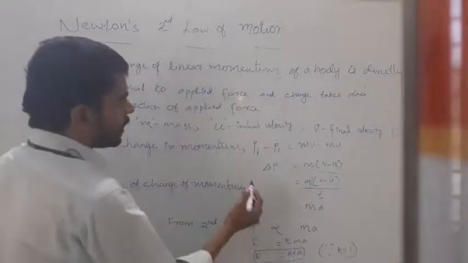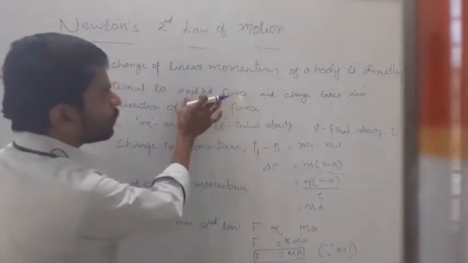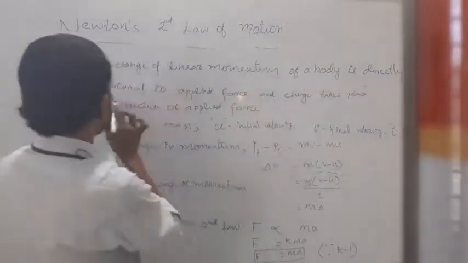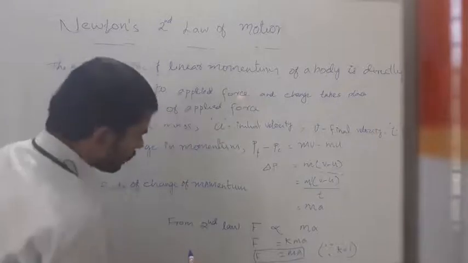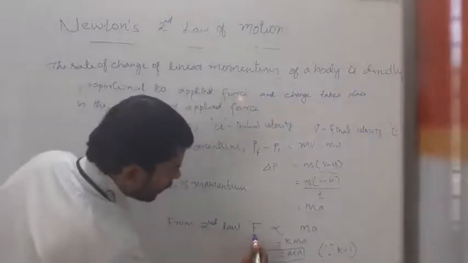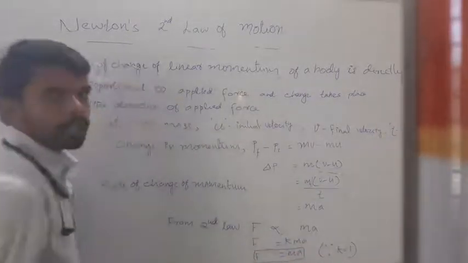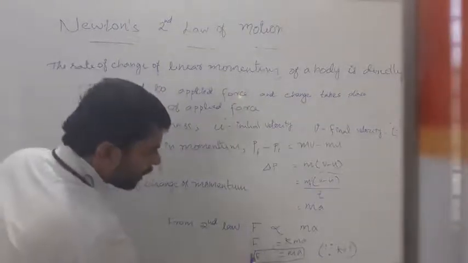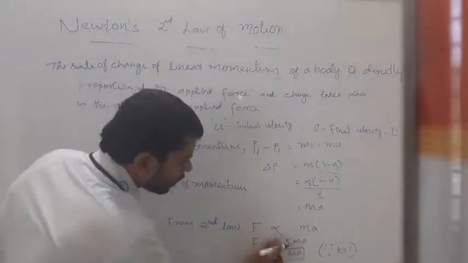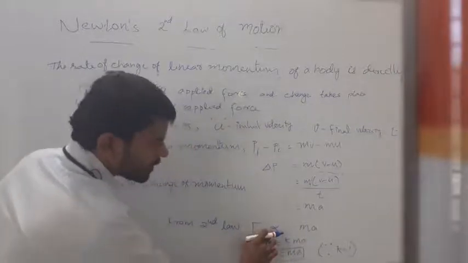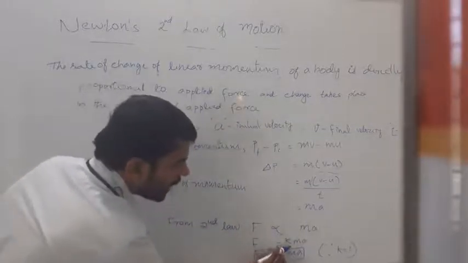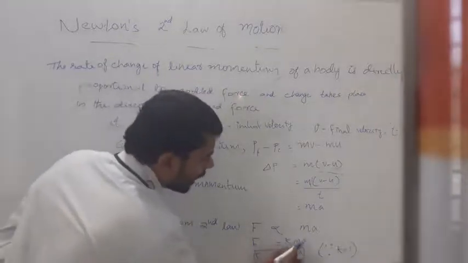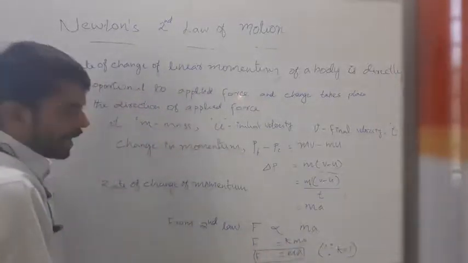Now we are connecting it with the applied force. The rate of change of momentum of a body is directly proportional to applied force. So now the second law says F is proportional to ma, or ma is proportional to F. We can remove the proportionality sign by multiplying with a constant. So we can write F is equal to Kma.